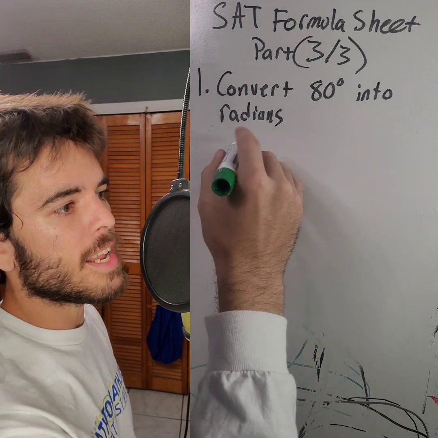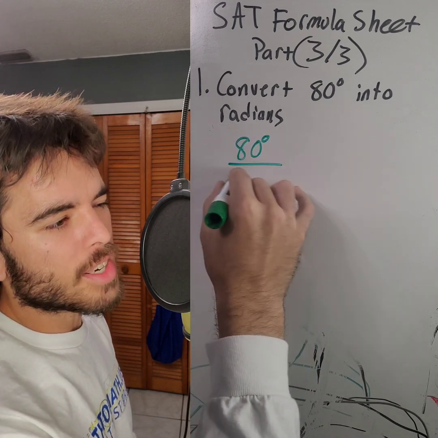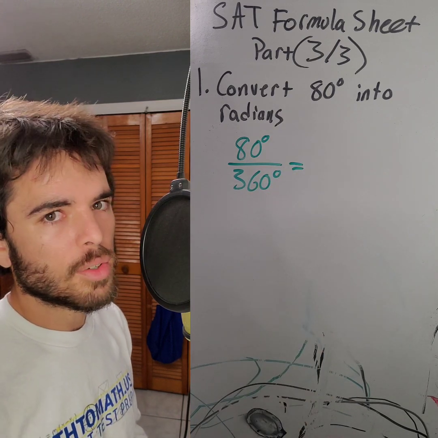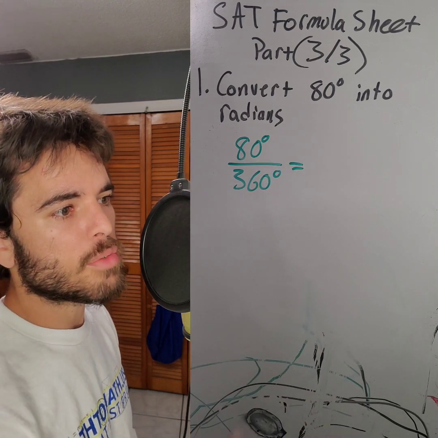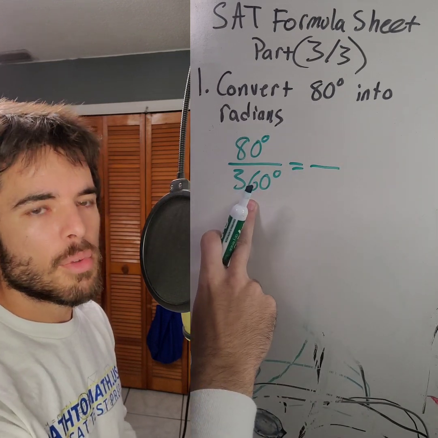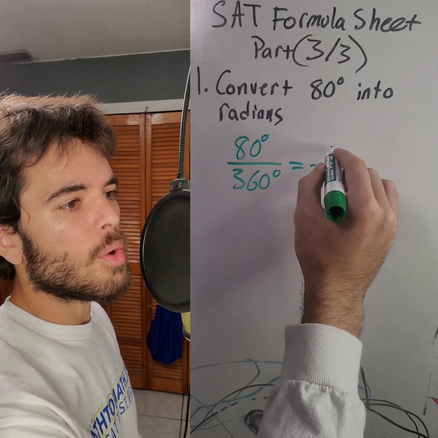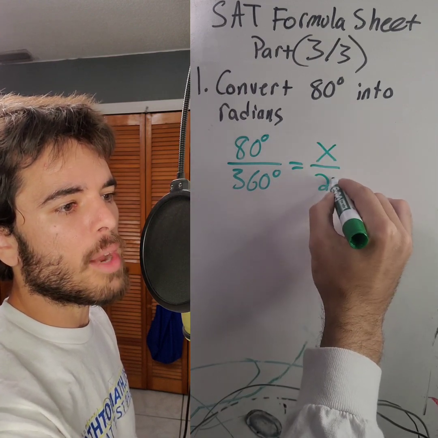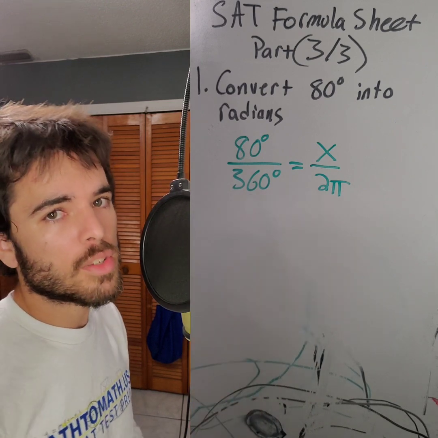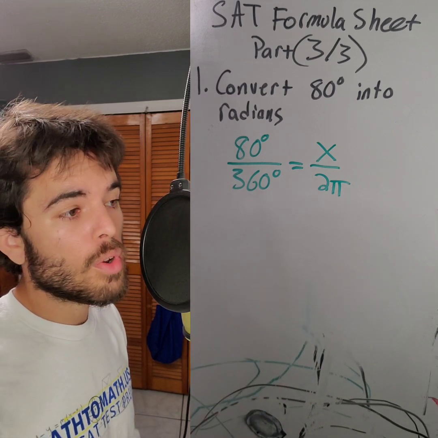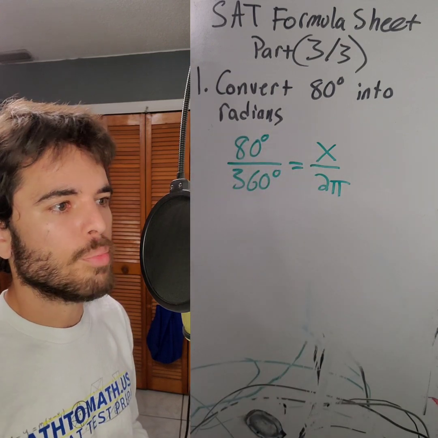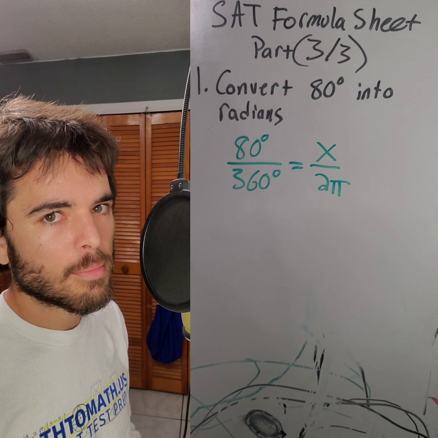So let's represent 80 degrees as a fraction out of a whole circle. And we should know that a whole circle is 360 degrees. Now we can use that information from the formula sheet to create an equation. This fraction that we just set up is going to be equal to an unknown amount of radians out of 2 pi radians. 2 pi represents the whole circle, just like 360 represents the whole circle. And the unknown is our actual answer. That's turning 80 degrees into however many radians that we have.